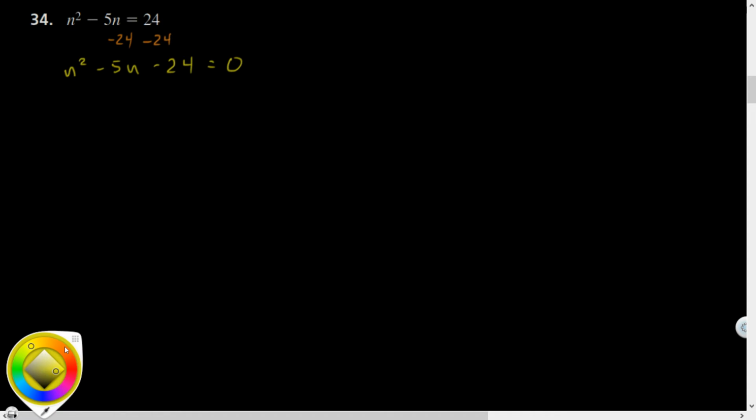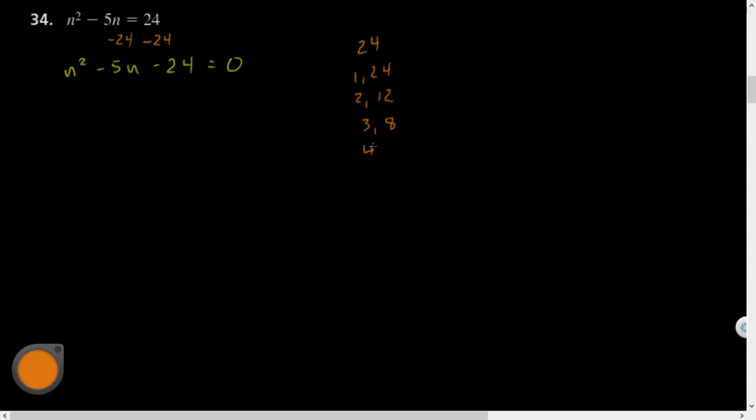Step 1 is done. Now I'm going to find the factors of 24, which are 1 and 24, 2 and 12, 3 and 8, 4 and 6. And Brandon, which of those subtract to be 5?